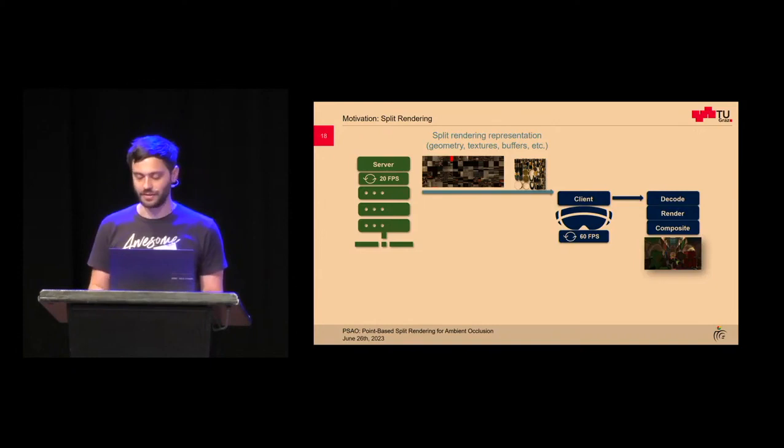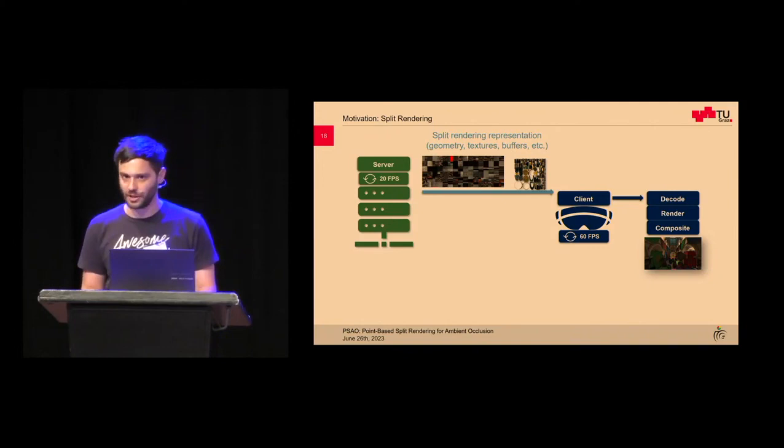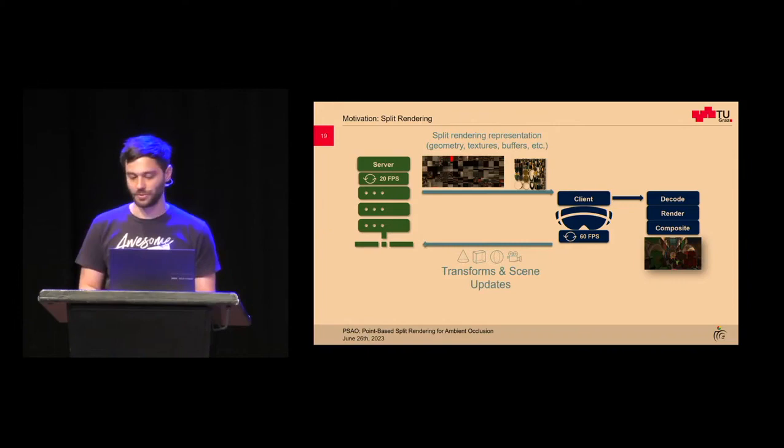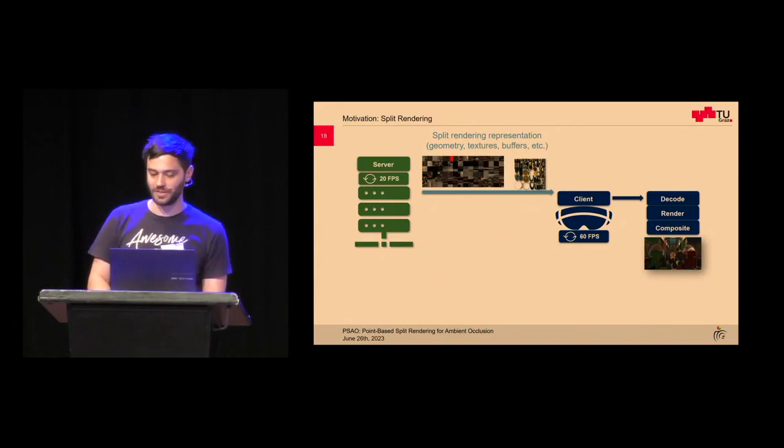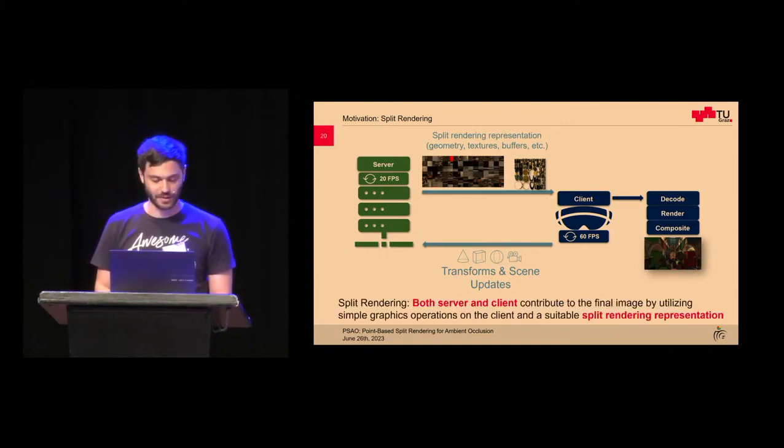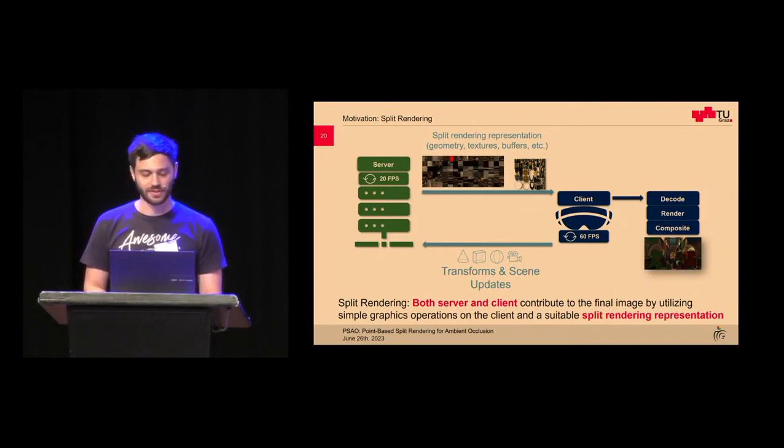This could be a phone, this could be a weak edge device connected to your TV, could be a standalone VR headset. And what this client does is it has its own somewhat weak chip, but that does very rudimentary standard graphics things, and it can do decode, render, and composition things, and it does this to render autonomously, and it just sends back transforms and scene updates to the server so that the server knows exactly how to prepare this split rendering representation. So for split rendering, both the server and the client contribute to the final image by utilizing simple graphics operations and a suitable split rendering representation.